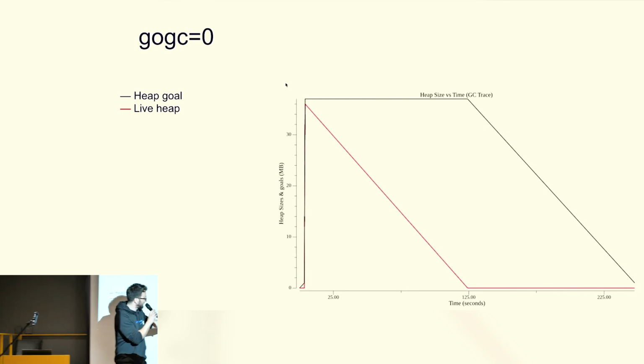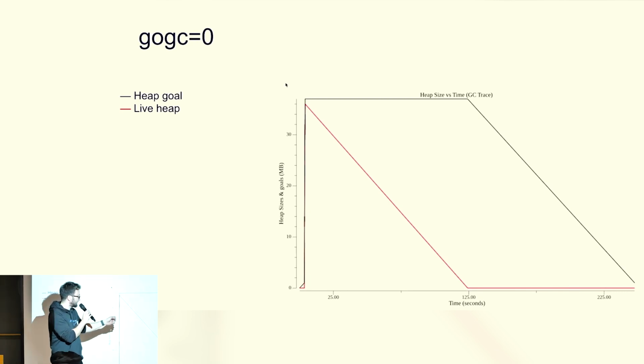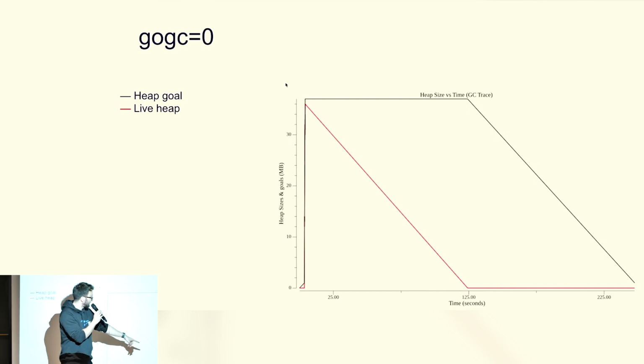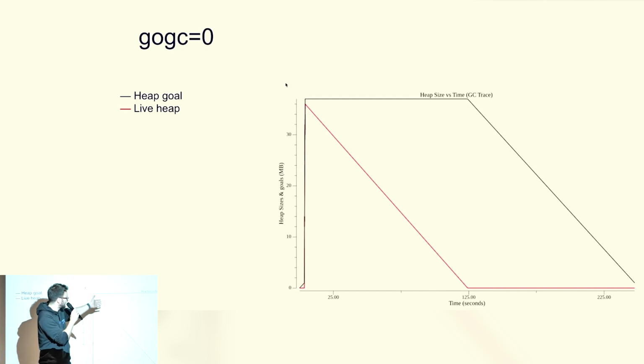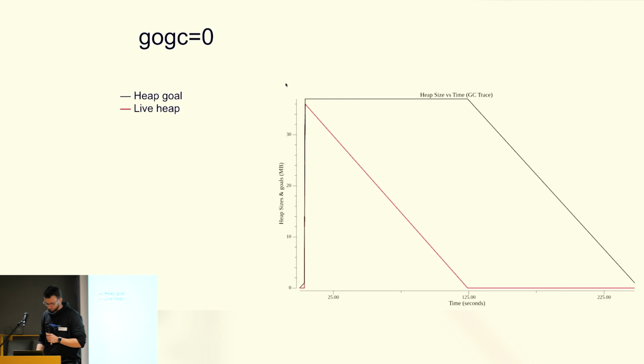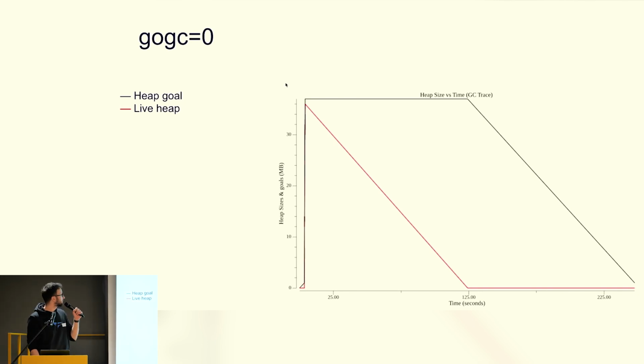Then in the next cycle, after 2 minutes, the live heap goes down. The heap size stays the same because it takes the live heap from here and then it falls down again. So that seems pretty cool. It seems that we can adjust the memory usage by just one environment variable.